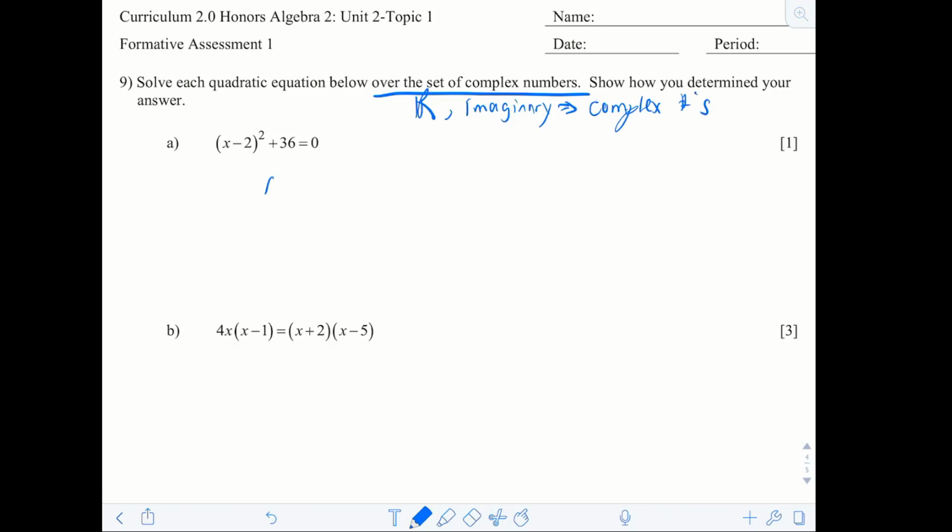So to start off, I'm going to write this as x minus 2 squared, bring over the 36. The reason I'm doing this is because I can quickly just take the square root of both sides and get rid of that squared. So I'm going to write down x minus 2 is equal to plus or minus 6i.